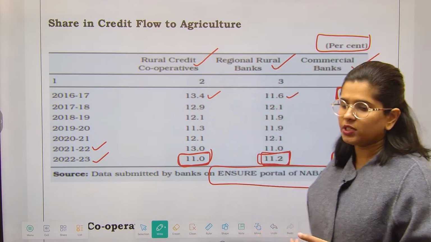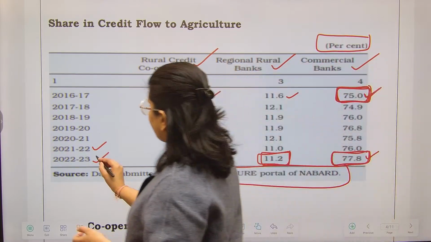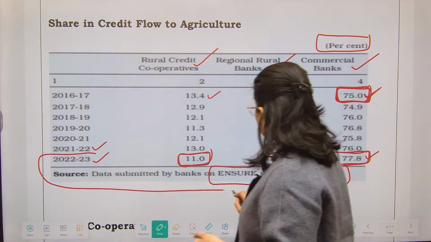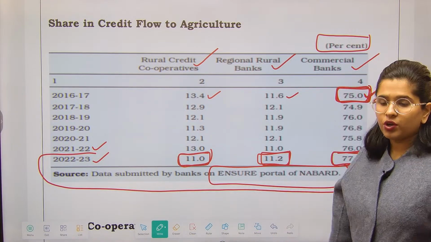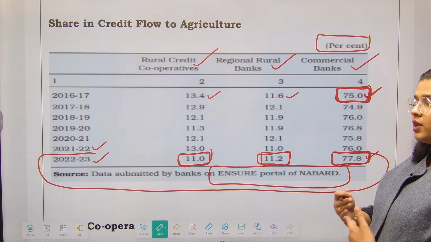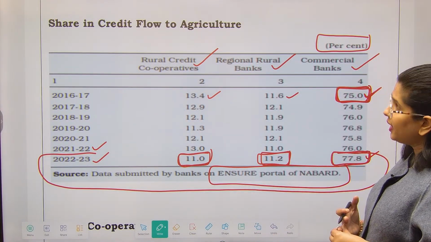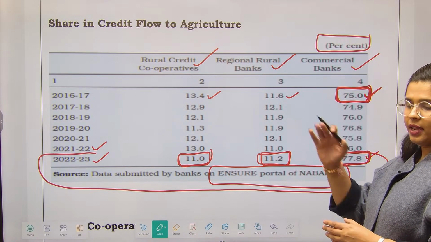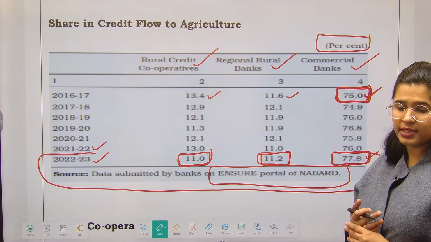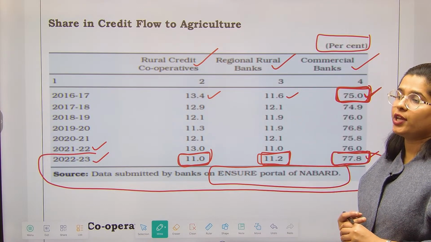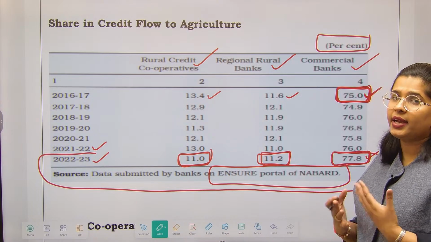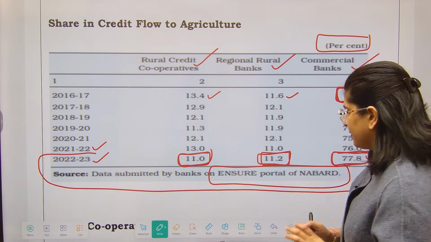Now out of this data, you just have to remember this one, right? It is going to give you an idea of the share of credit in agriculture by the different kinds of institutions which are nudged for providing credit to the agriculture sector. Okay.